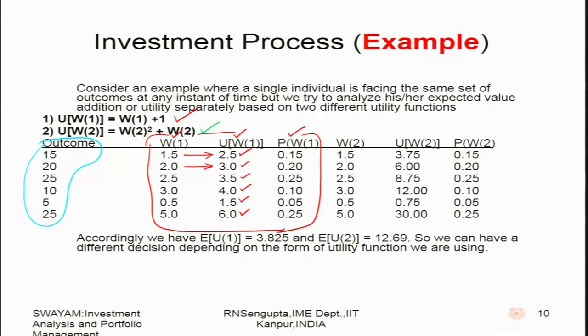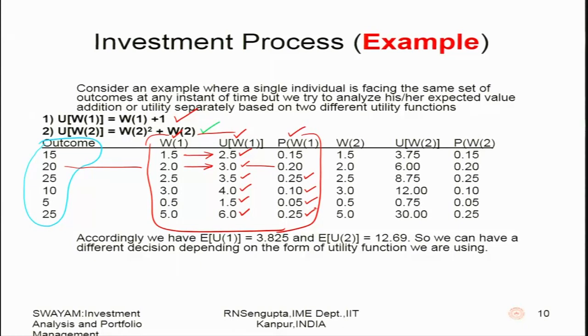And the corresponding probability I am getting from the first column, where the outcome basically gives the numbers. If you see, the total sum of the outcomes is 100, so 15 divided by 100 is the probability for the first row, which is for the wealth of 1.5, the probability is 0.15. Similarly, for the second outcome, which is 20, for which the utility is 3, the probability is 0.2. Similarly, for the third row and the others, I am just reading the values, the probability is 0.25, 0.1, 0.05 and 0.25.